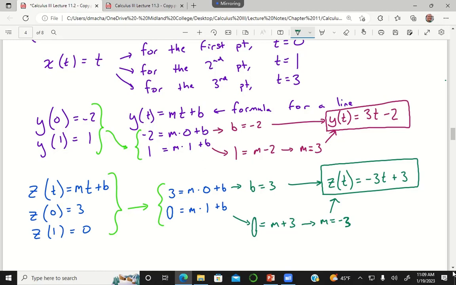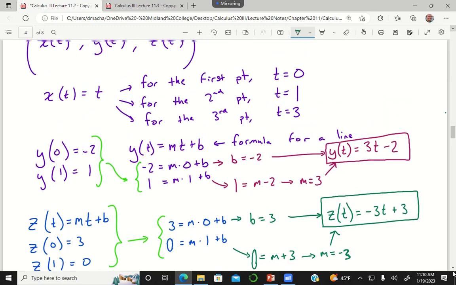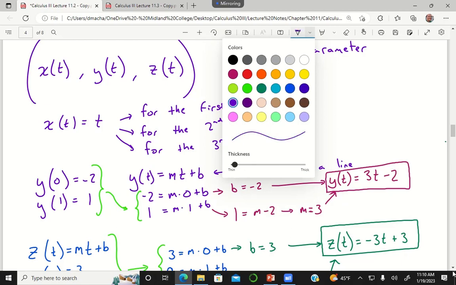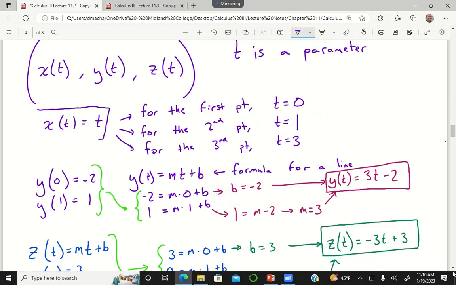So right here in purple and then right below it in blue, I really did the same procedure twice. Once for the y-coordinate and once for the z-coordinate. For the x-coordinate, I was a little bit lazy and I just decided that x of t was just going to be t.